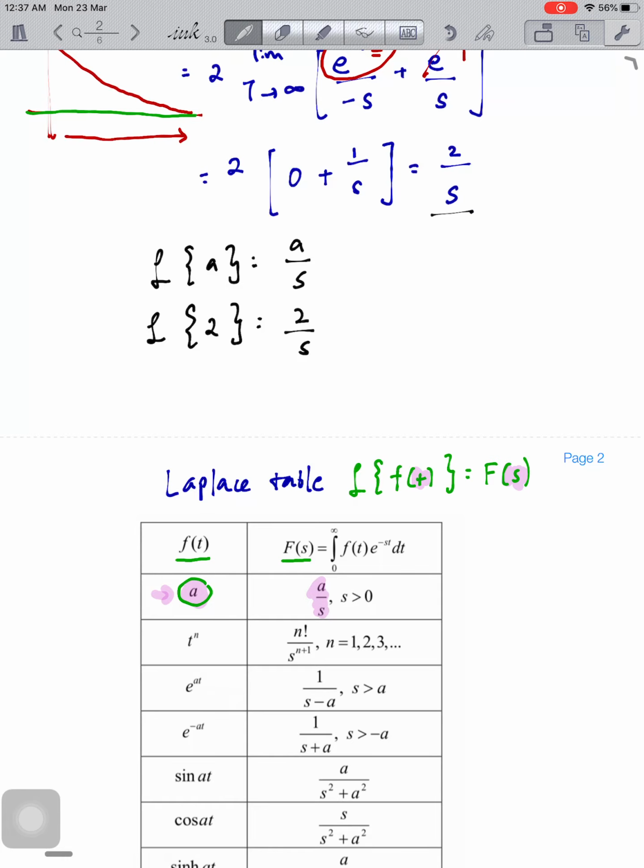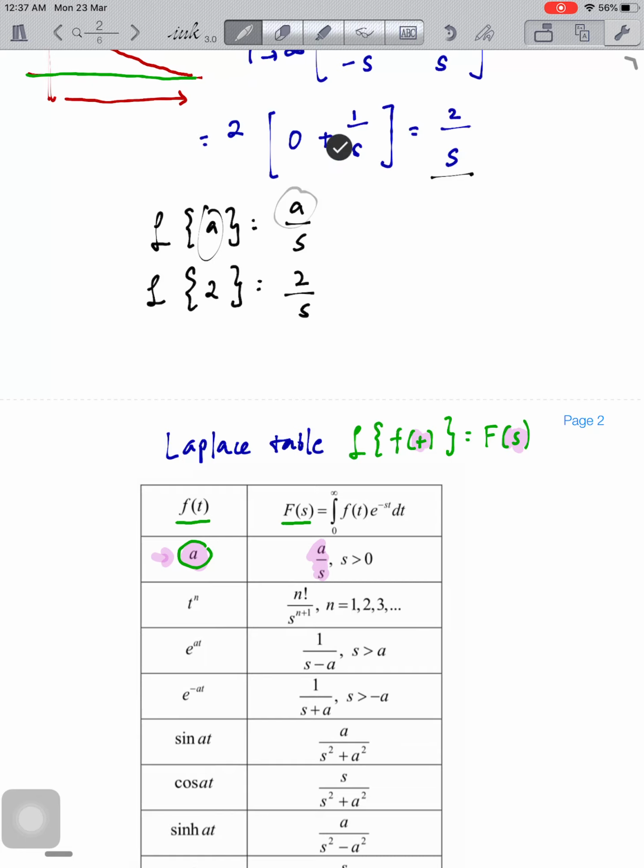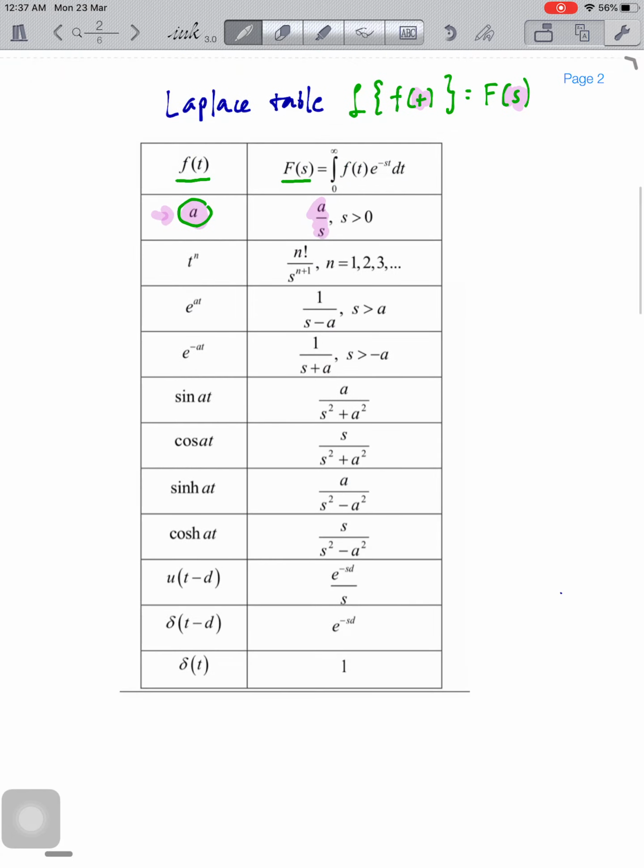So that's how you use this. So this a, you replace right there. So my value of a is equal to 2, so it's going to be 2 over s. That's it. It's a very simple idea.